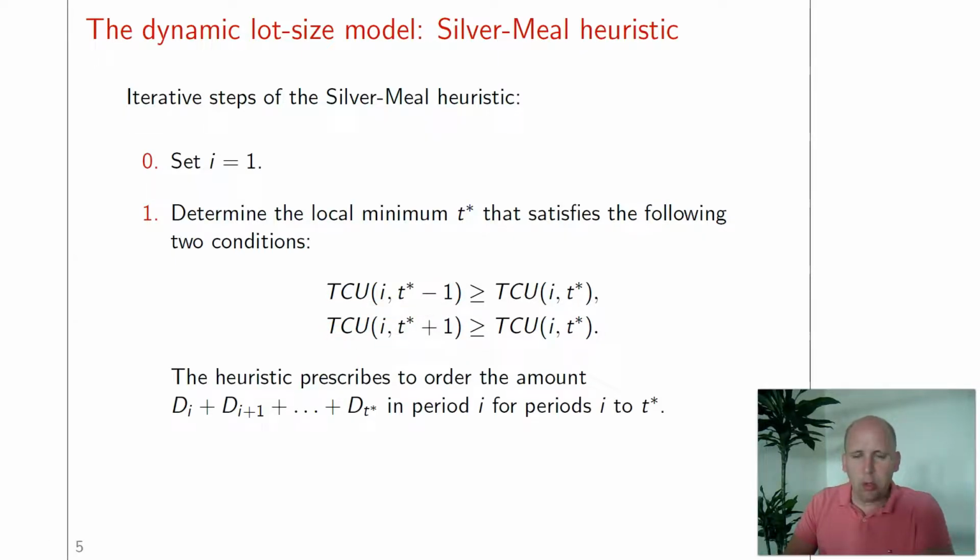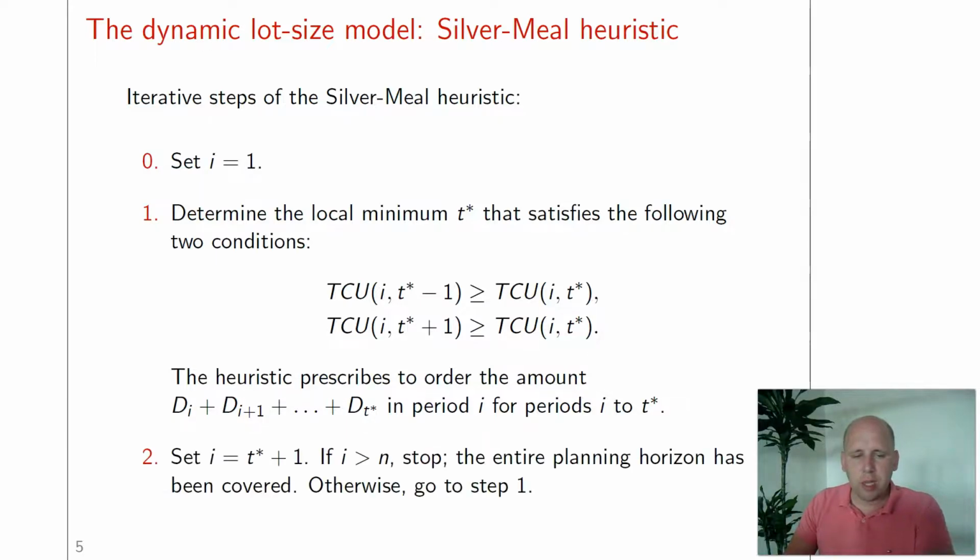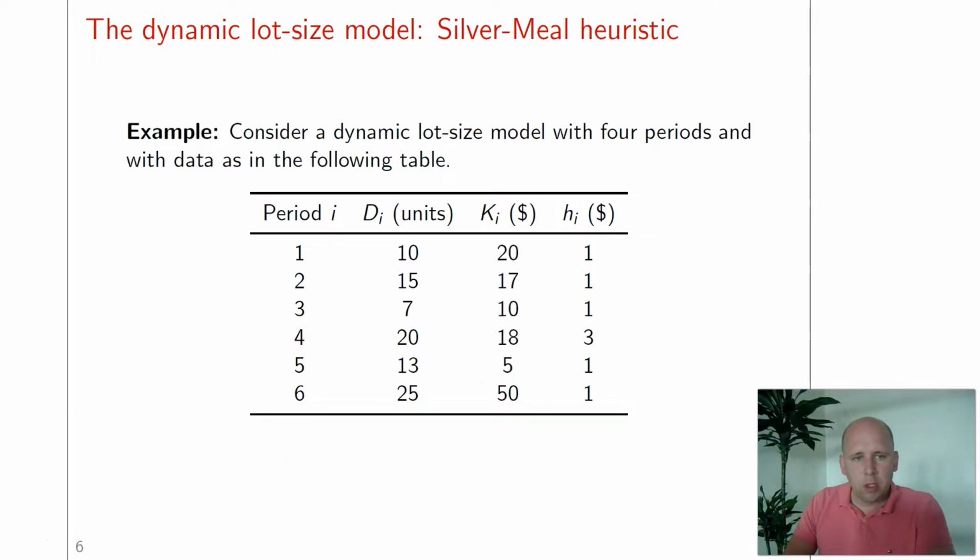So then we order for those periods, and then we start from the next period, and then we basically do the same again. So let's apply that to an example. Here we have 6 periods, all with another demand. We also have setup costs that are changing over time. The holding cost is always 1 per unit, except for period 4, there it's 3. And let's then see what we get if we apply the Silver-Meal heuristic to this problem.